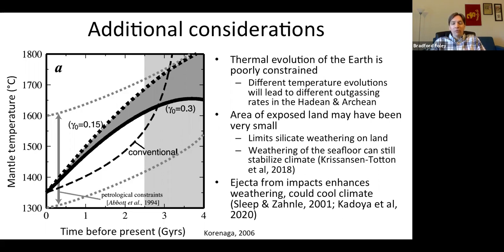Maybe a bigger effect, and Kevin Zonley might touch on this a little more in his talk, is impacts. When a large impact comes in, spraying ejecta out through the atmosphere onto the surface, that ejecta can weather really easily. That can enhance effective weathering rates, draw lots of CO2 out of the atmosphere, and potentially lead to cool climates. So the effective ejecta could even overwhelm the effect of higher outgassing rates from a hotter mantle.